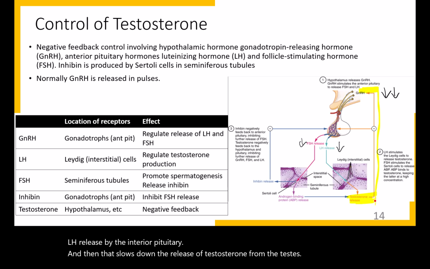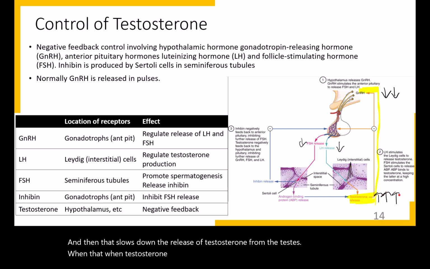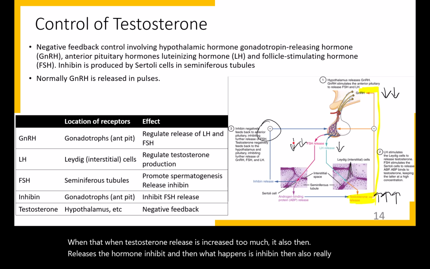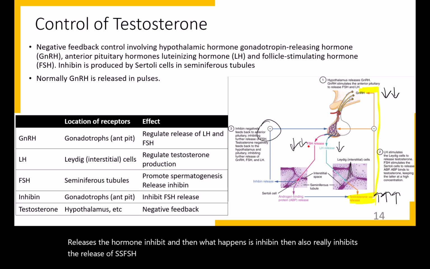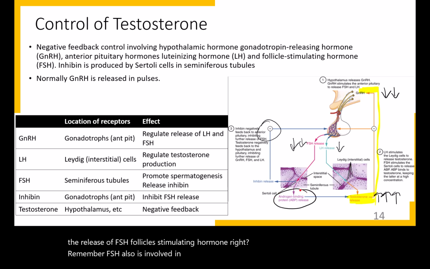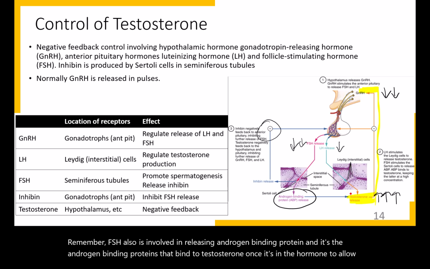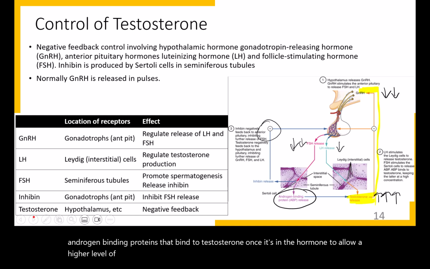When testosterone release is increased too much, it also then releases the hormone inhibin, and then what happens is inhibin also inhibits the release of FSH, follicle stimulating hormone, right? Remember, FSH is also involved in releasing androgen binding protein, and it's the androgen binding proteins that bind to testosterone once it's in the hormone to allow a higher level of testosterone to be transported in the blood.